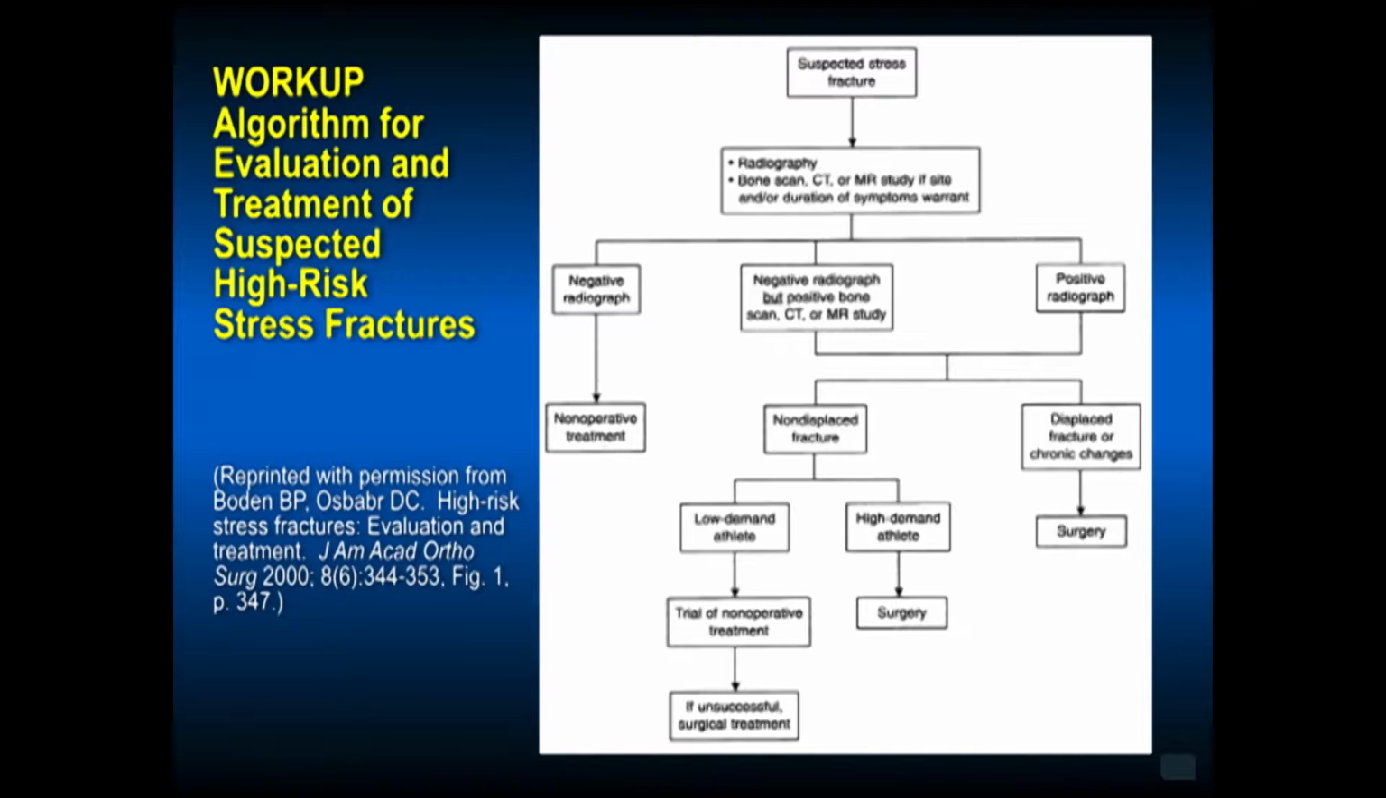So, a negative radiograph: non-operative treatment. Negative radiograph but positive advanced imaging: go to the diagnosis of what type of stress fracture it is, and determine if it is a low demand athlete or a low-risk stress fracture, like on the compression side of bone. Then we go non-operative treatment. If it's a fracture located on the tensile side of the bone or a high demand athlete, this may require surgical internal fixation.